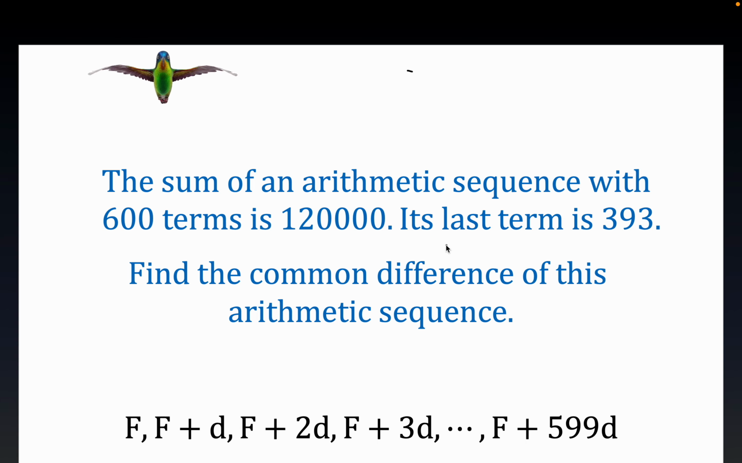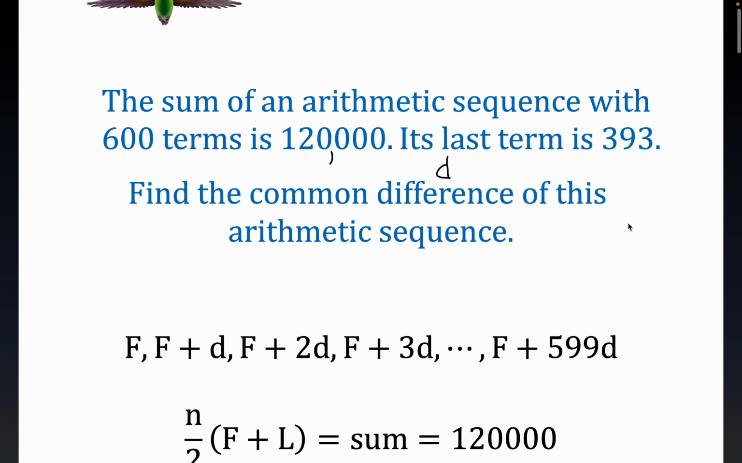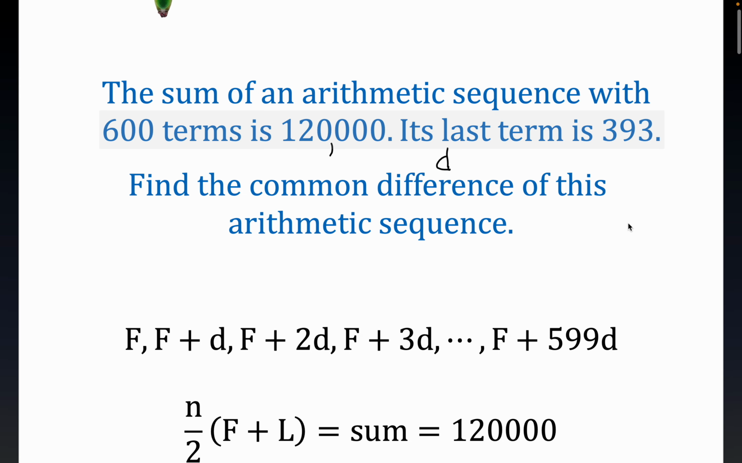Today we're trying to find the common difference, I'll call it D, of a 600 term arithmetic sequence. The terms sum to 120,000. The last term is equal to 393, and we'll call it capital L. So this is equal to capital L right here. That's the last term.